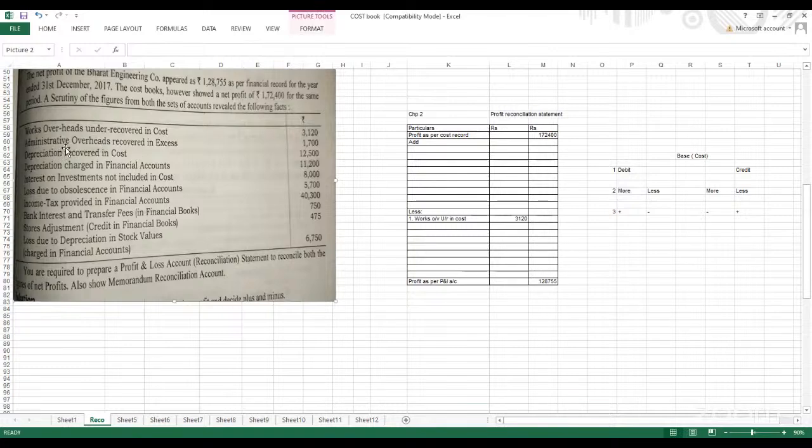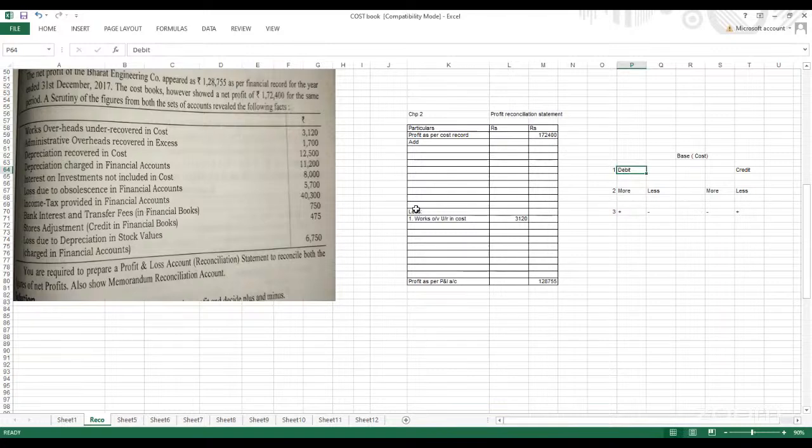Now you try admin overheads. First step is tell me whether it's a debit or credit. You can type debit or credit in your live chat for the given item, admin overheads. It's a debit. Any overhead is a debit.